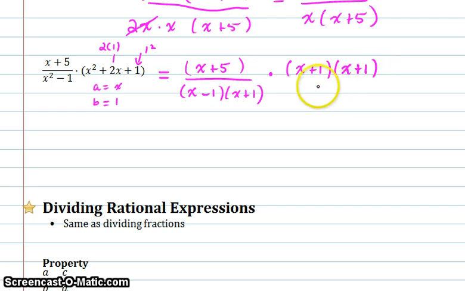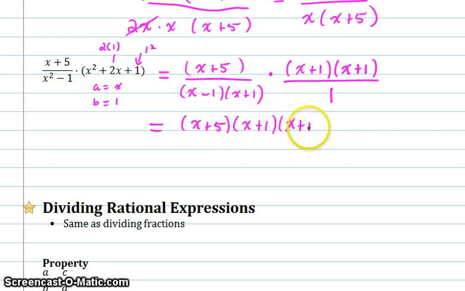Okay, remember, if there's nothing in the denominator, that's like having a denominator of 1. So you can write that 1 to give yourself a reminder. Our next step, we want to multiply across. So on the top, we have x plus 5 times x plus 1 times x plus 1. Don't worry about multiplying them out yet, okay? Because we want to cancel anything out if it's possible. Then on the bottom, we have x minus 1 times x plus 1.